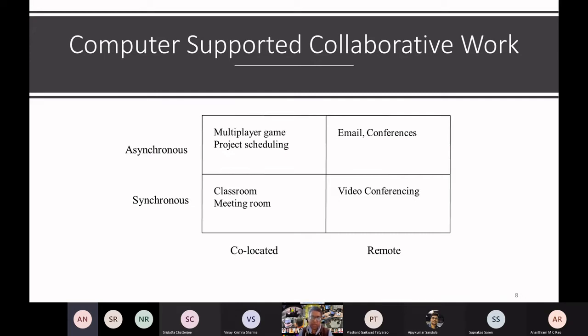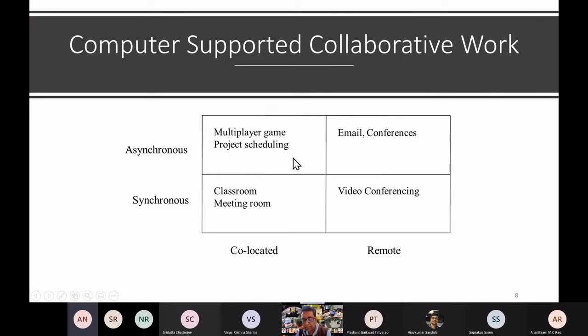On the y-axis, we plot the space, and on the x-axis, we place the time. If the agents or participants are co-located and communicating synchronously, it's like a classroom or meeting room. And if they are communicating asynchronously, that means one is doing something and another may respond later. That is something like a multiplayer game or project scheduling.